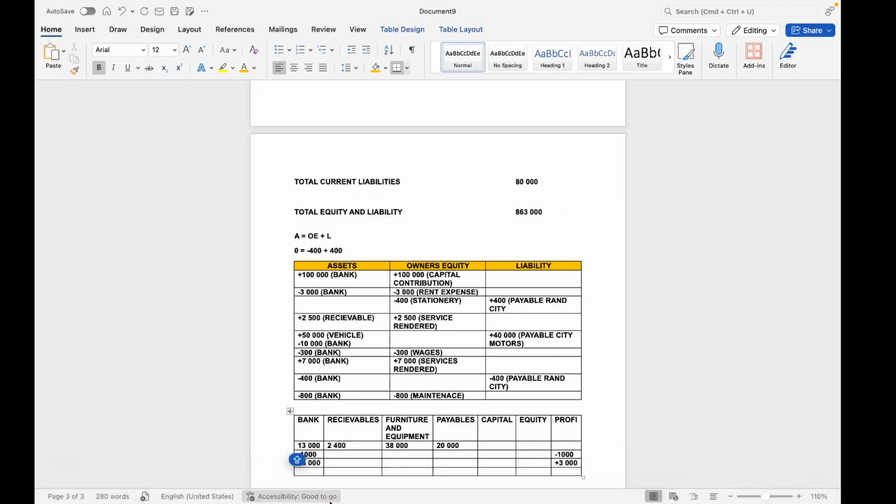So it's going to be 5,000 minus because we're paying, right? And our payables is going to be what? Our payables is going to be minus 5,000 because we owe people less now.